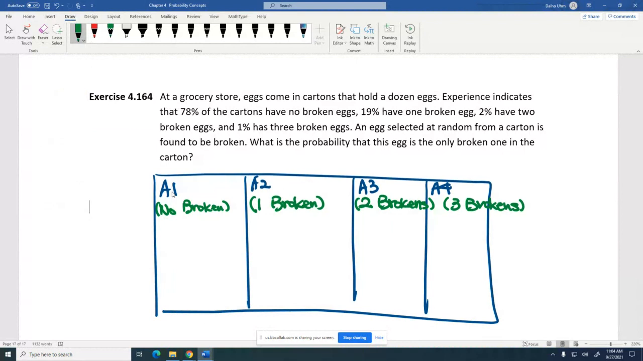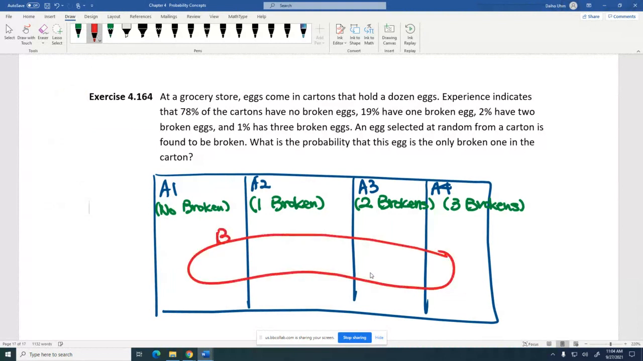It's good, right? Okay, now we need another event, B. So let me put it in the middle. Here's B. What is B? When I select an egg from the given carton, the box, I found a broken egg. So let me take the event: found a broken egg.